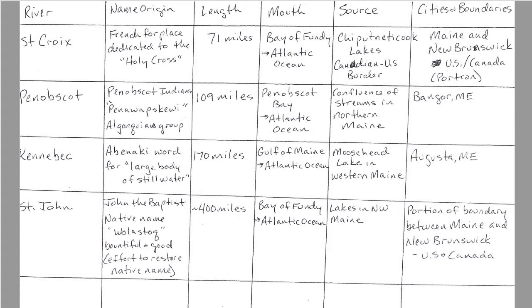We can look at the lengths here and see that just like the ones we looked at further south in the area around the megalopolis, they're not significantly long rivers. The St. John would be the one that is the most lengthy of all these, and we'll take a look at where this exists.